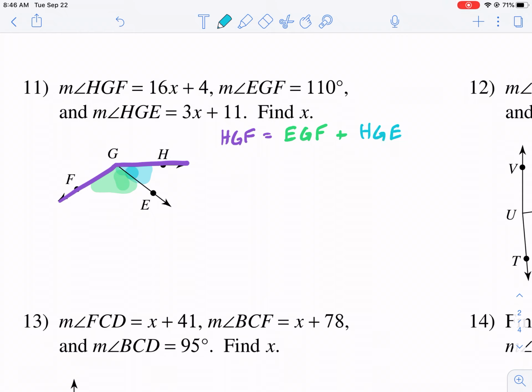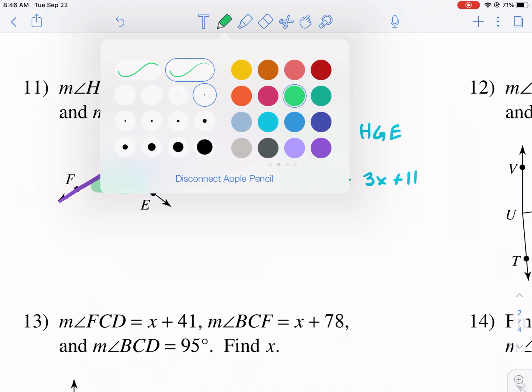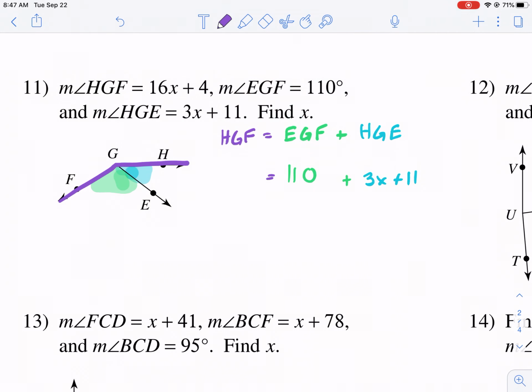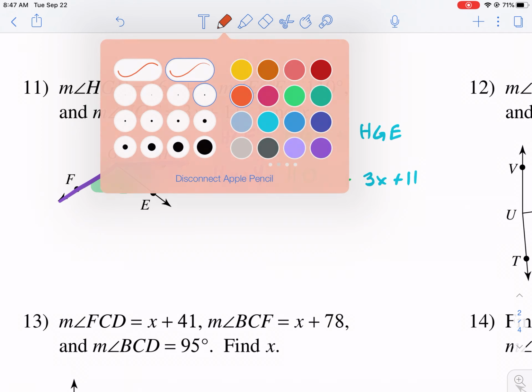Okay, let's plug in our known values. So we know HGE is 3x plus 11. We know EGF is 110. And we know HGF is 16x plus 4. And as long as we have only one variable, we can get an answer here. We can find a result. So let's go ahead and show how we do that.